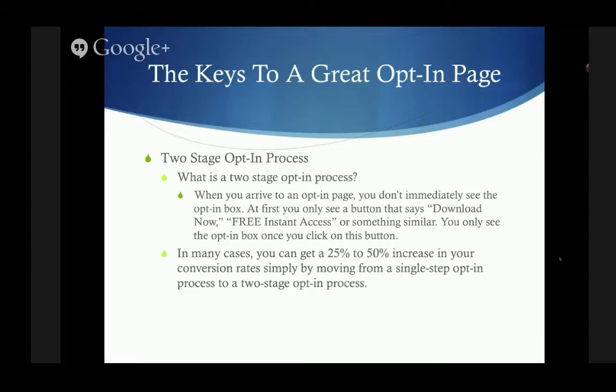So you'll definitely want to move, if you have a current one-stage opt-in process, over to the two-stage opt-in process. There are a lot of services out there now. Leadpages does it. Some WordPress plugins like WP Profit Builder, and I believe Optimize Press, also do that. They allow you to create two-stage opt-in processes very easily.